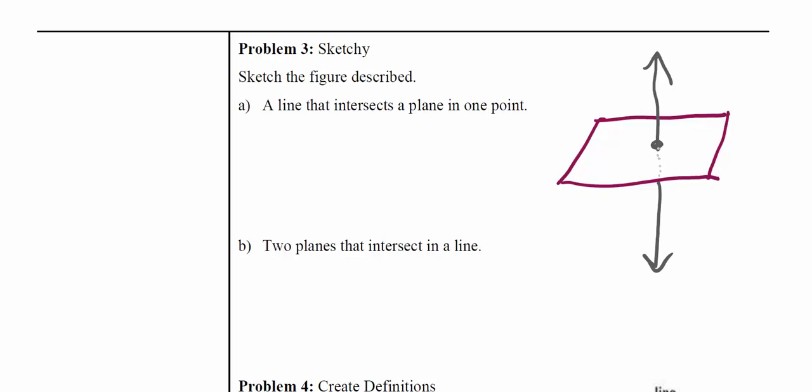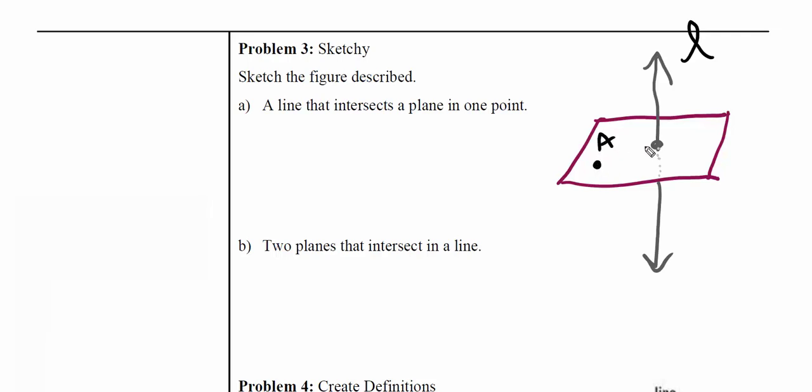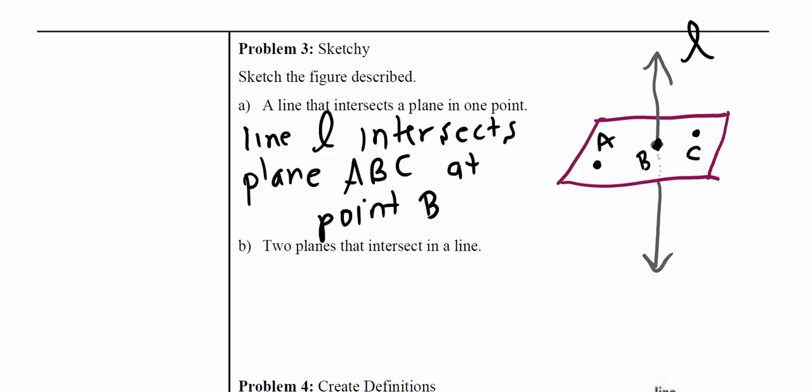So let's go ahead and label a few things. We'll call this line L. And let's call this point A, point B, and point C. We say that line L intersects plane ABC at point B.